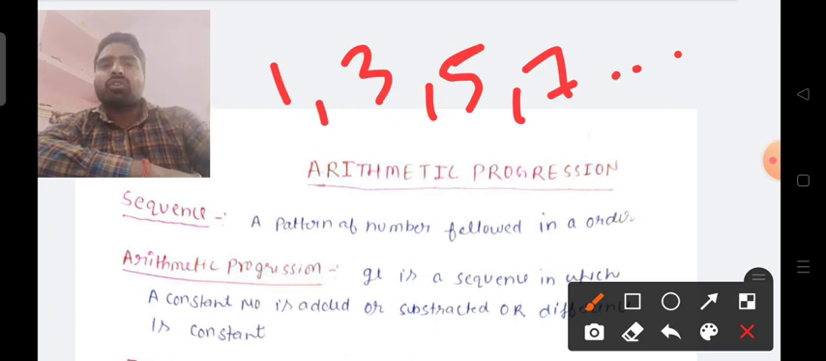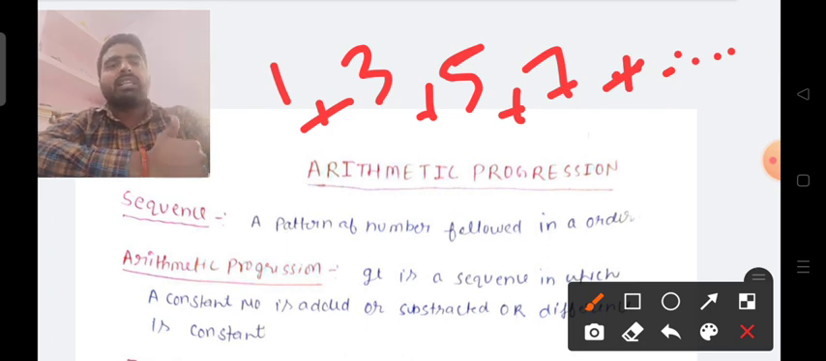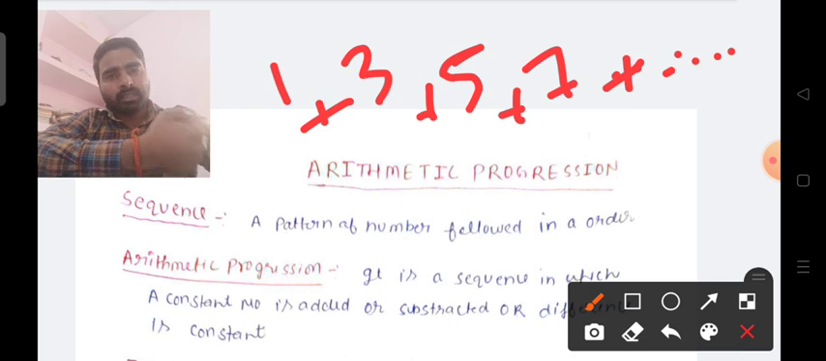In place of commas, if we are adding the positive sign, 1 plus 3 plus 5 plus 7 plus and so on, it means this is called a series. So there is a basic difference between sequence and series. If we are separating by commas, then this is a sequence. If we are using a positive sign in between the numbers, then this is called a series.